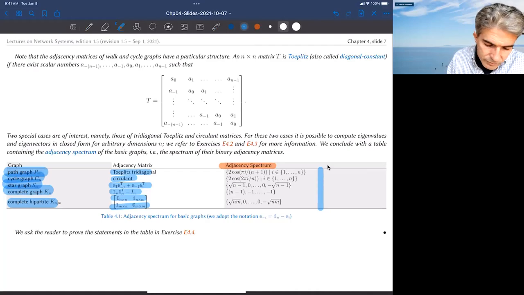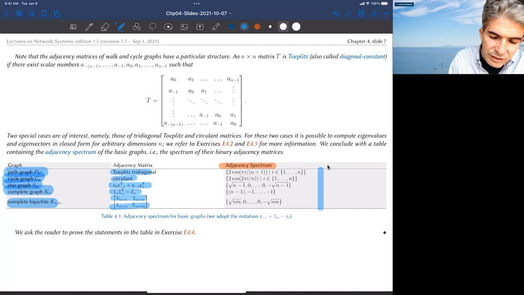The adjacency spectrum. In chapter 6, we'll define something called the Laplacian matrix, and we'll talk about the Laplacian spectrum, which will be the set of eigenvalues of the Laplacian. Just for clarity, the spectrum of a matrix refers to the collection of eigenvalues of the matrix.